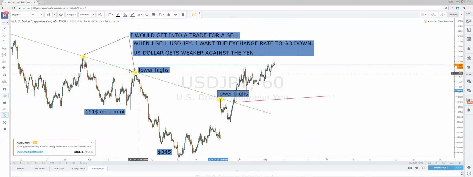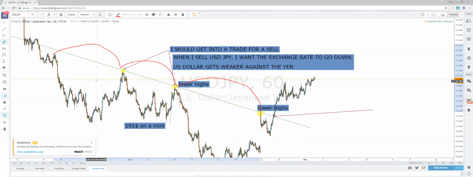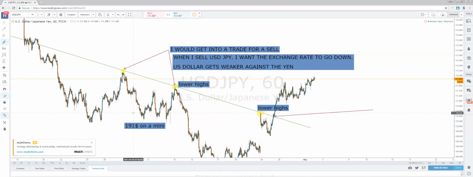So lower high means this high right here is lower than this high, and then this high is lower than this high, and then this high is lower than this high. Okay, in a downtrend, you're always going to be creating that. So let me just draw it. In a downtrend, you're always going to be creating lower highs and lower lows. Okay, that's when you know that you're in a downtrend.